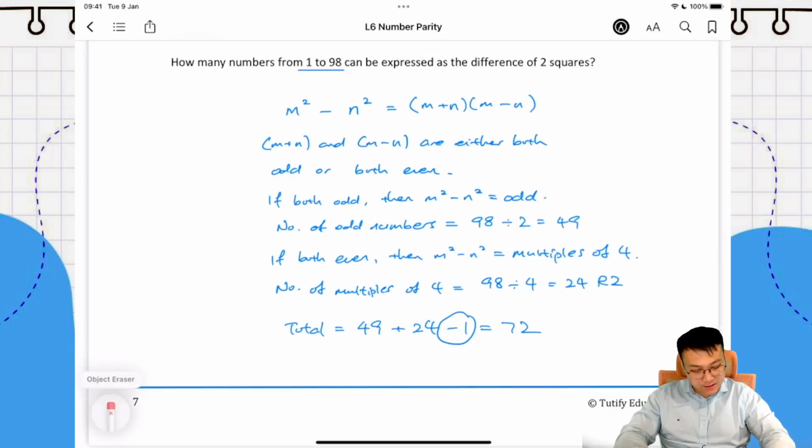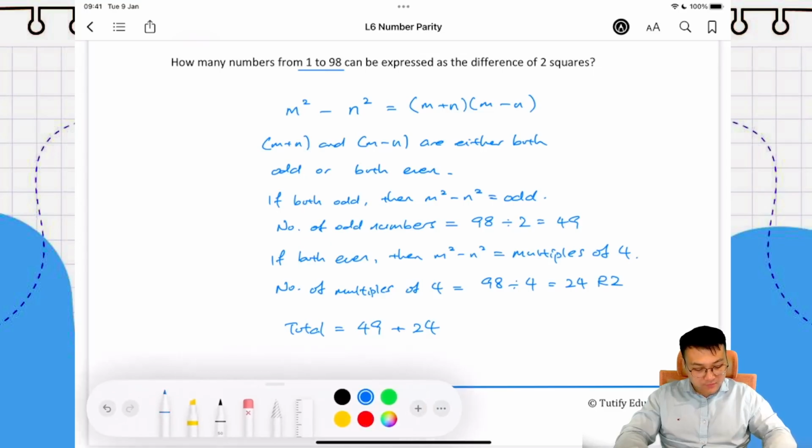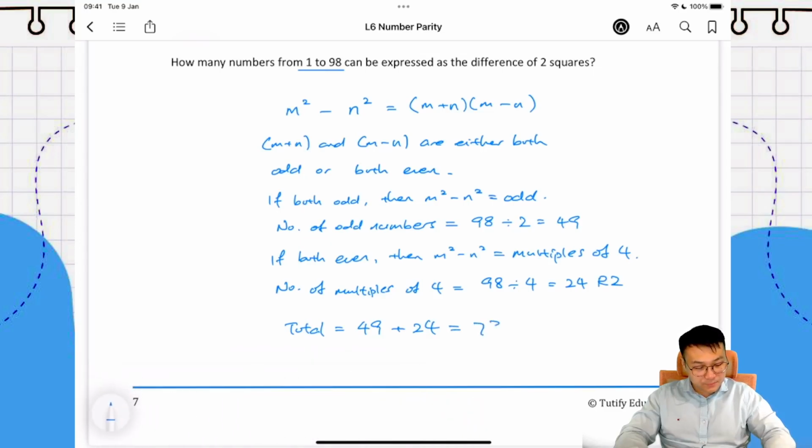My mistake. If you read the question carefully, they don't really care what is the value of m and what is the value of n. They only care about the outcome. If the outcome is 4, then it's accepted. The answer is 73. Okay, the answer is 73. Well done.